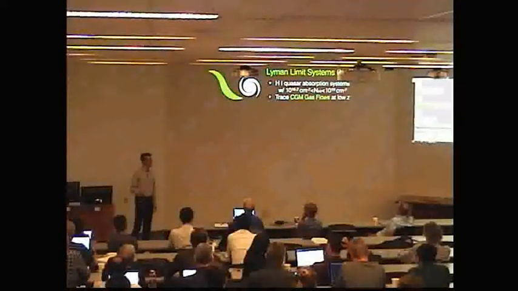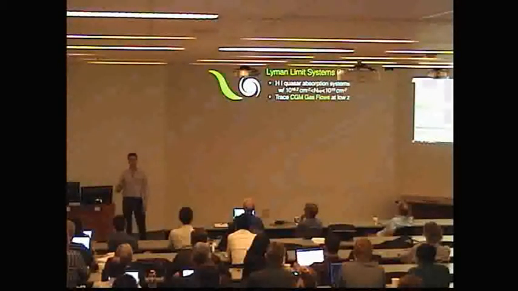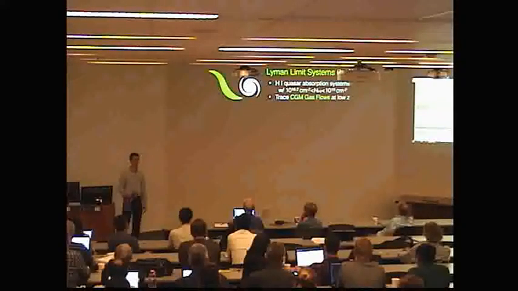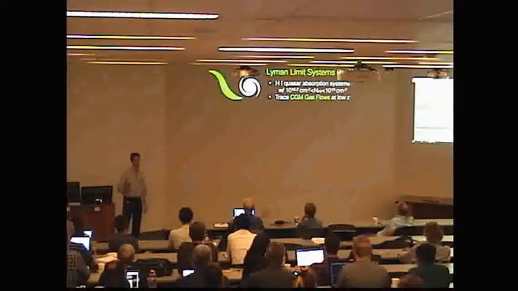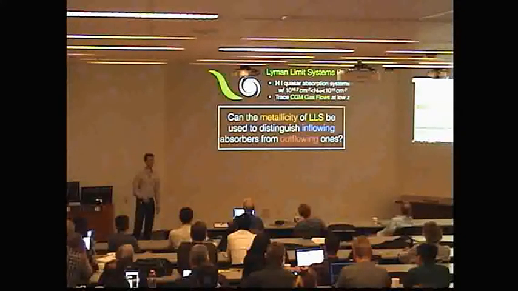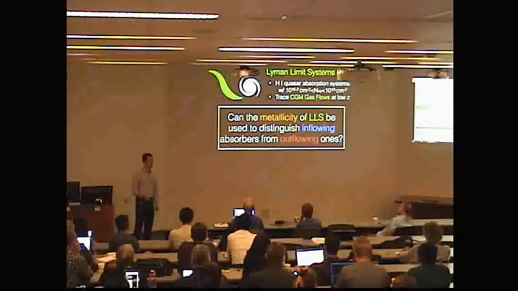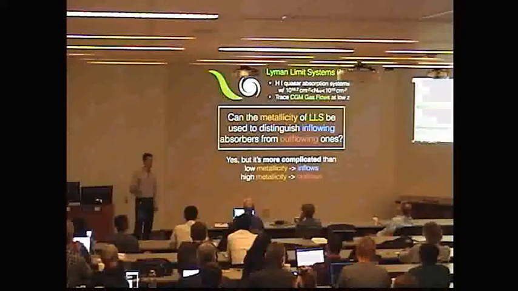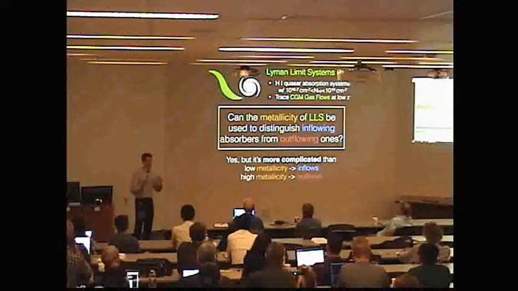Now, before that, I'll specify what we're talking about. Today, we're going to be talking about Lyman limit systems, or LLS. And we're going to find them as HI absorption systems with, today defined, a column density between 10 to the 16.2 and 10 to the 19 per centimeter squared. There's other definitions, but that's the general region. More importantly, these are thought to trace CGM gas flows at low redshift. Our question then is framed as follows. Can the metallicity of LLS be used to distinguish inflowing from outflowing gas? And as I'll show you, the answer is yes, but the traditional two-peak interpretation is not quite appropriate.